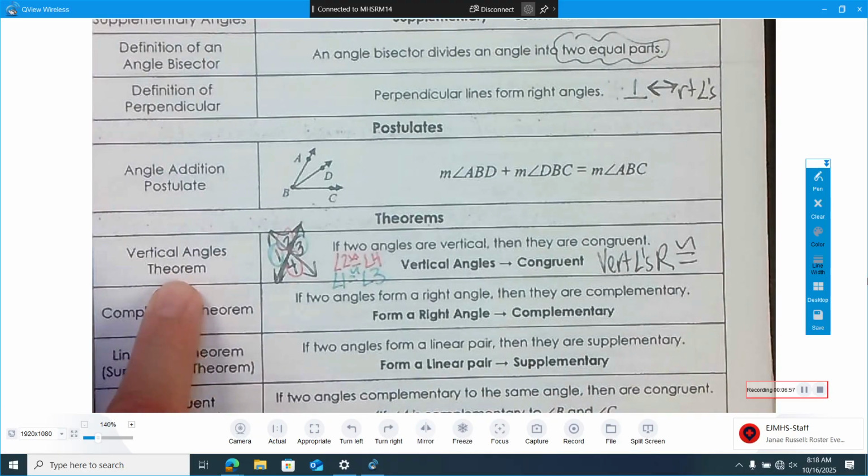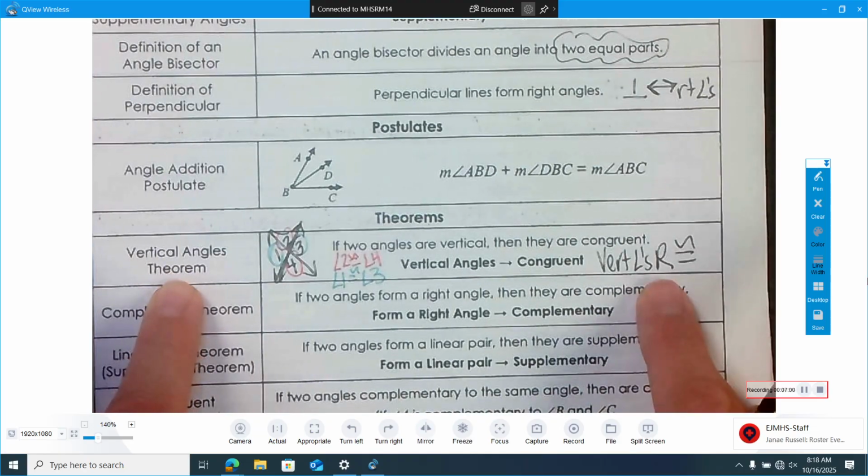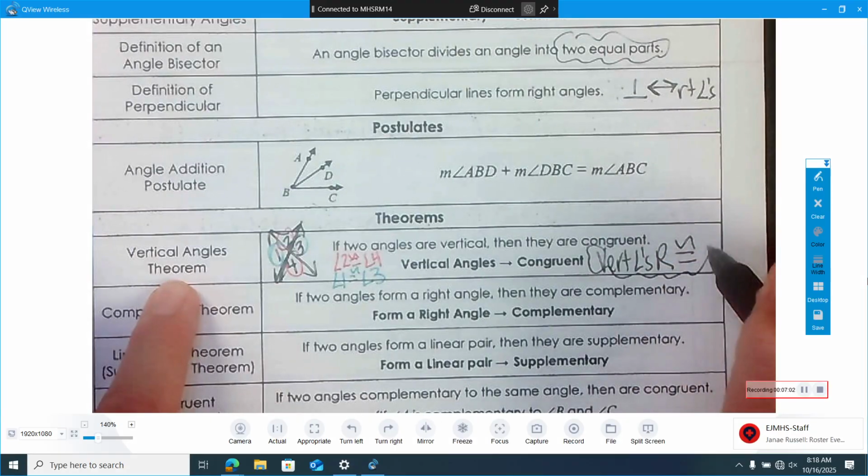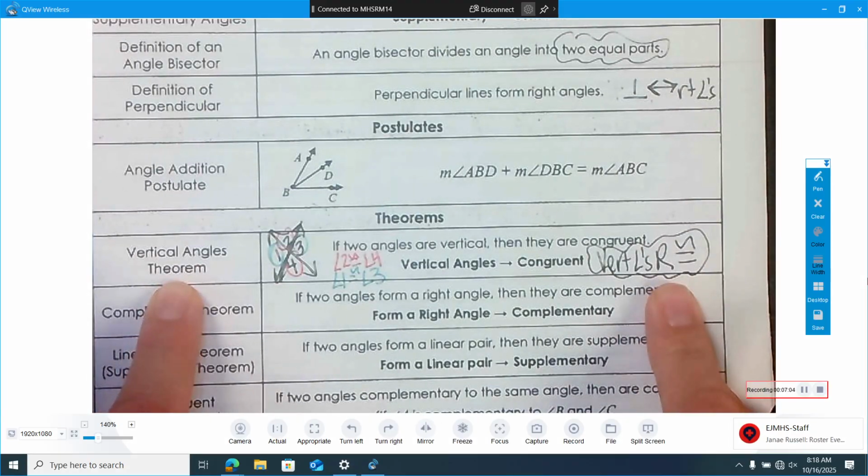Or we could use the vertical angles theorem. Okay, so these are the same thing. I personally like this one the best. Vertical angles are congruent. Okay, that's the easiest. I like it better than vertical angles theorem, which doesn't tell us a whole lot. Okay, but they are the same.